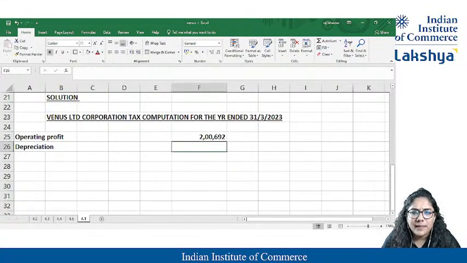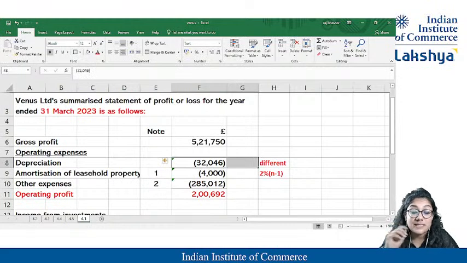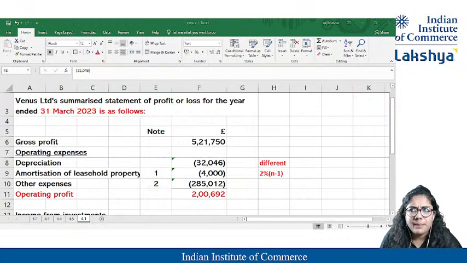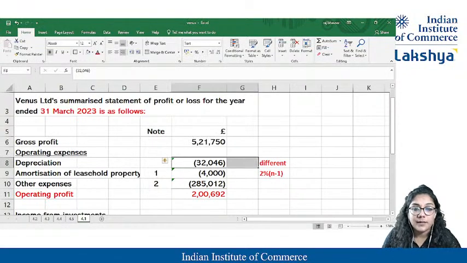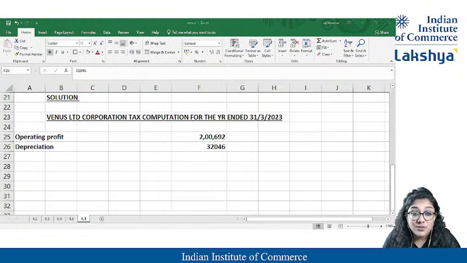But you remember one thing? What was the amount of depreciation you need to add? Ma'am, this is a wrong depreciation which is given, isn't it? It is a books accounts depreciation, so that is not allowed. So we need to add back the depreciation which is given to us, 32,046. Guys, just by writing this, you get half marks. So students, please don't ignore this.